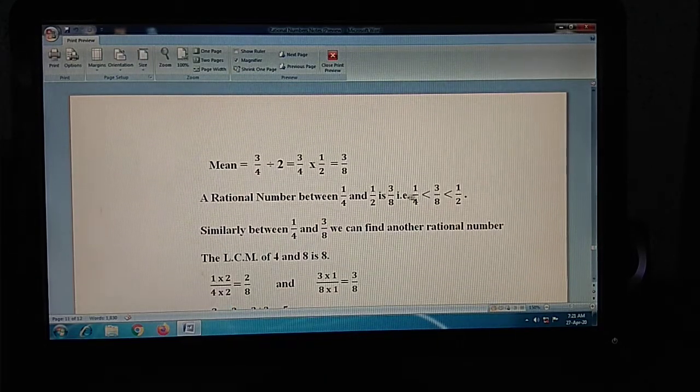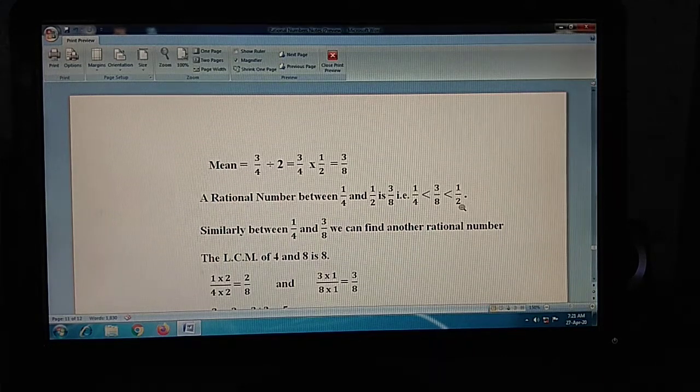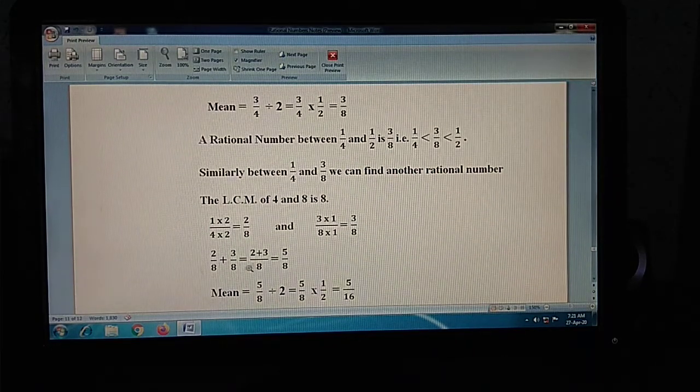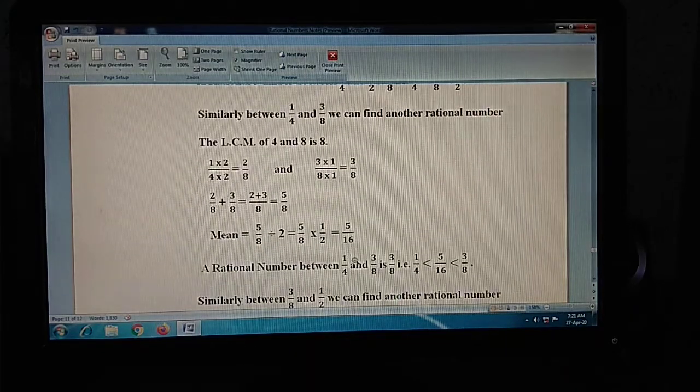Clear? So I have shown it here in this way. Now we have to find other two numbers. So how will you find other two numbers? You have to find a number in between 1 by 4 and 3 by 8 and in between 3 by 8 and 1 by 2. In that manner we can find other two numbers. The same procedure, take the LCM, add it, divide by 2, get the number.